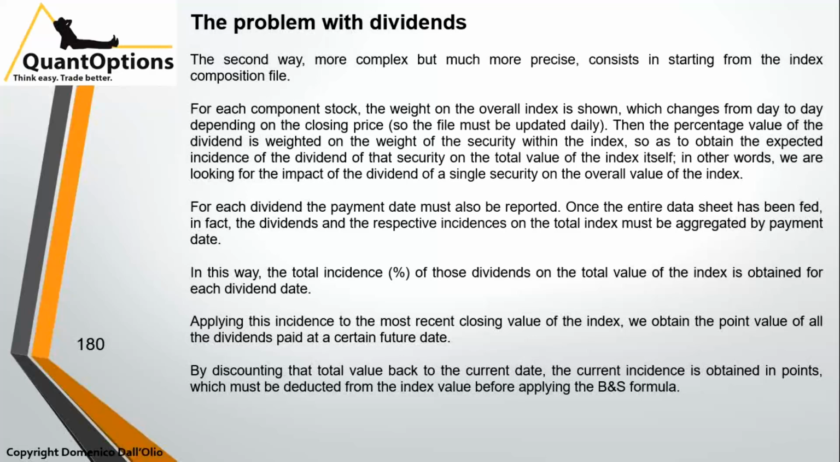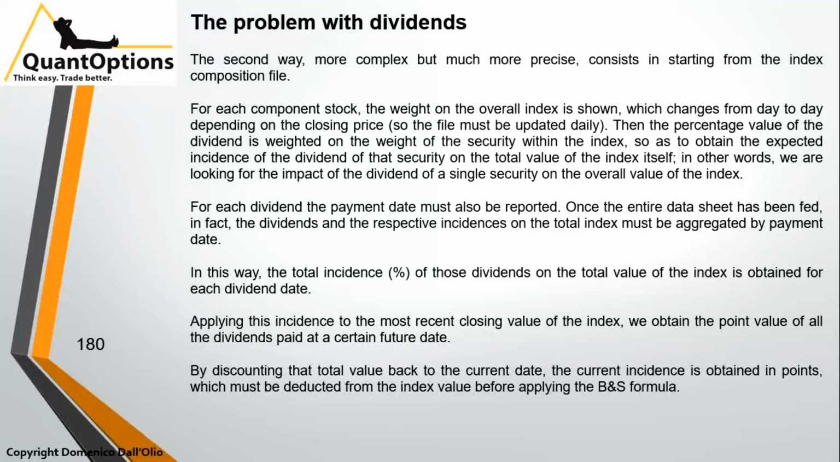For each dividend, the payment date must also be reported. Once the entire data sheet has been fed, in fact, the dividends and the respective incidences on the total index must be aggregated by payment date. In this way, the total incidence as a percentage of those dividends on the total value of the index is obtained for each dividend date.